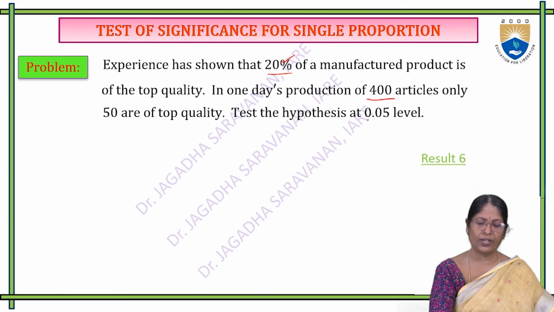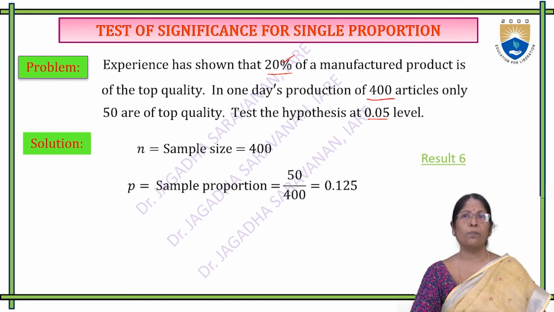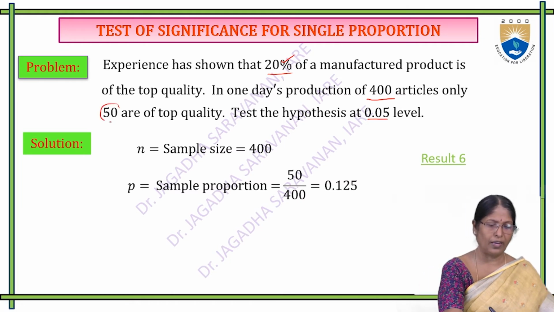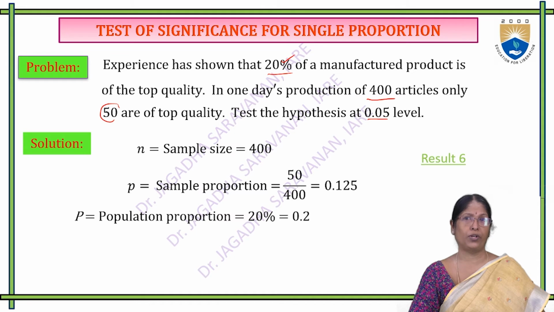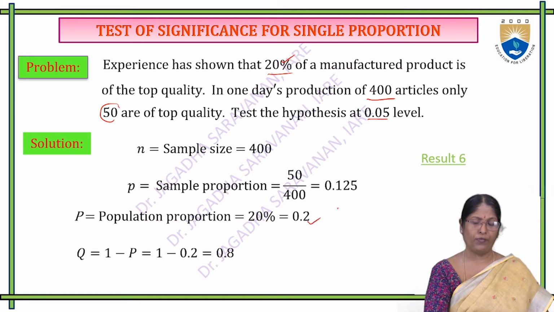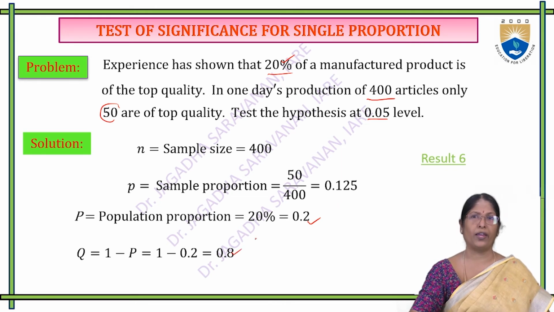For that, the level of significance is 0.05. Here n equals the sample size, 400. For the sample proportion, we have taken 400 samples, and in that 50, so 50 divided by 400 is 0.125. Capital P is the population proportion, 20%, that is 0.2. Capital Q is 1 minus capital P, which is 0.8.